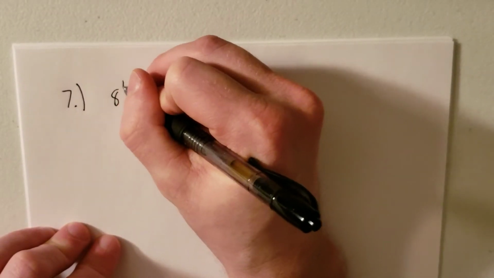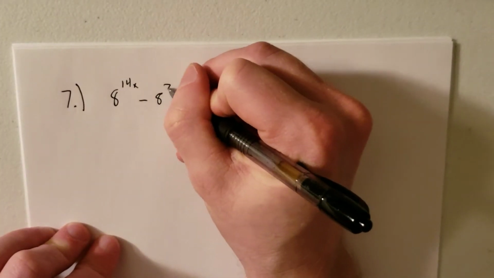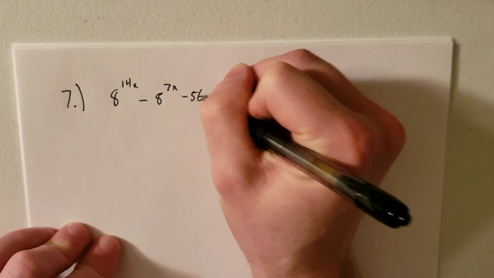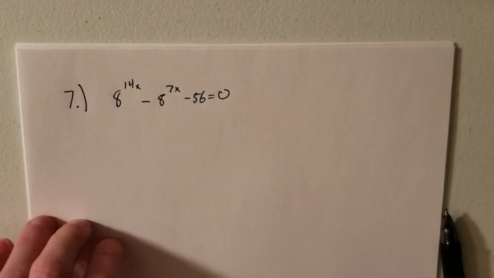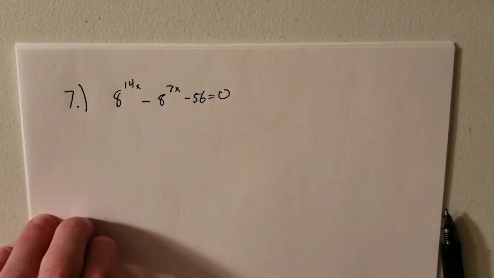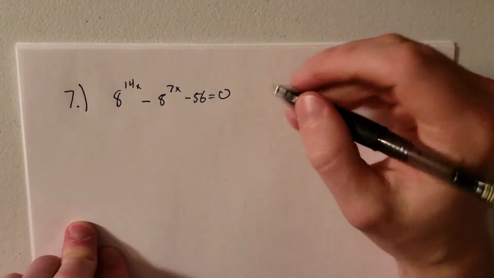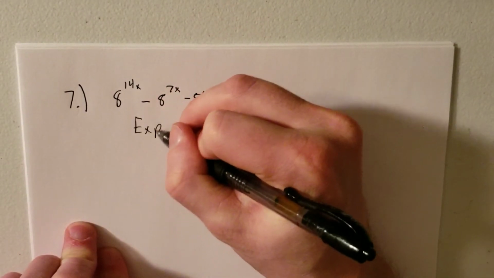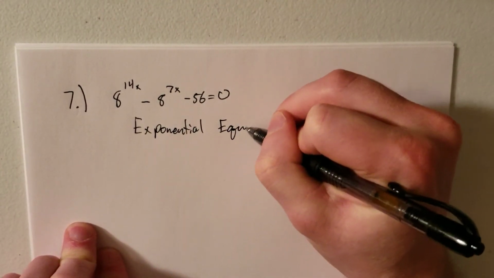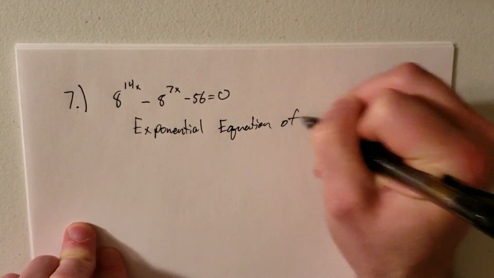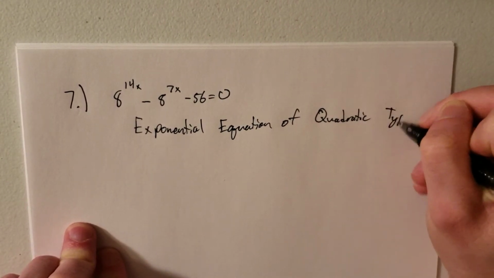And this is going to be something called an exponential equation of quadratic type. So we have what kind of looks like a quadratic equation here. We don't really see that yet, but we can show that soon. Again, this is called an exponential equation of quadratic type.